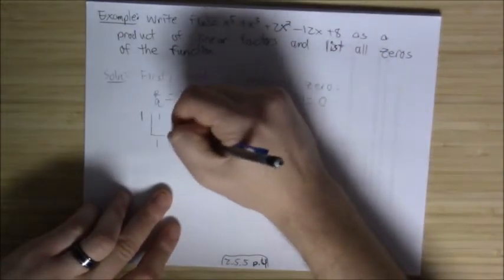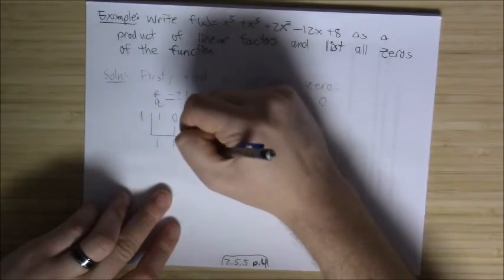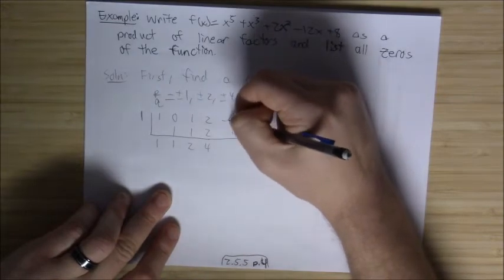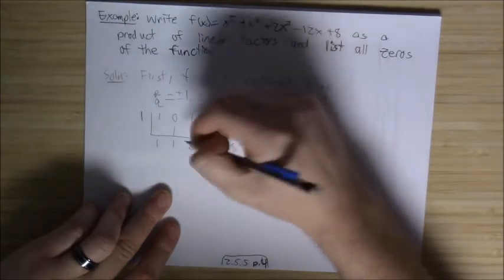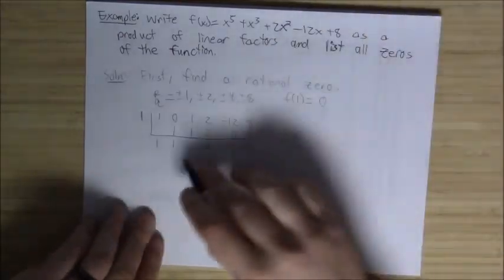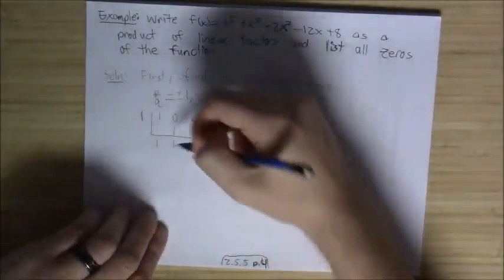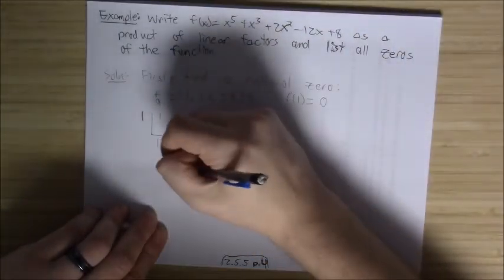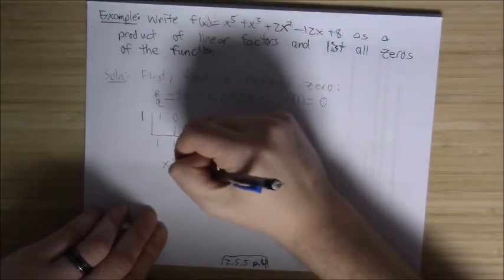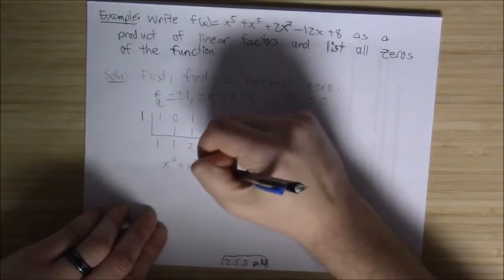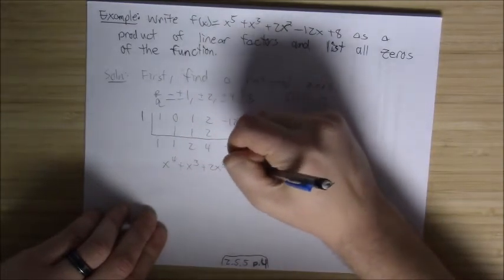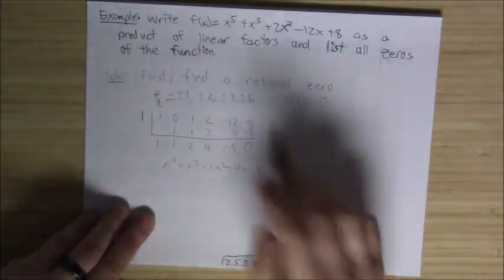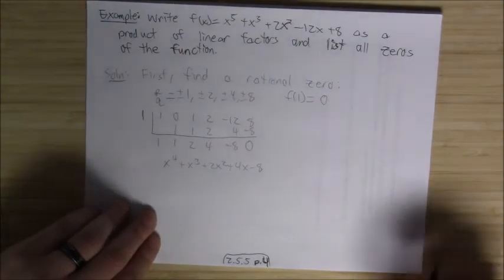1 and 1 gives me 1, 2, 4, negative 12 plus 4 is negative 8, 0. Good. And this leaves us with a slightly smaller polynomial. So we end up with x to the fourth plus x cubed plus 2x squared plus 4x minus 8. And now, again, we try to guess another rational zero, right?